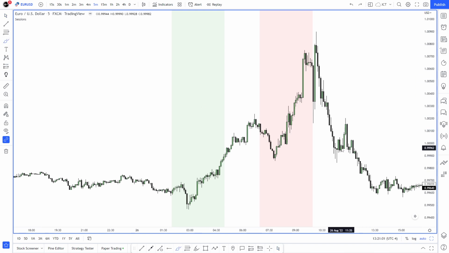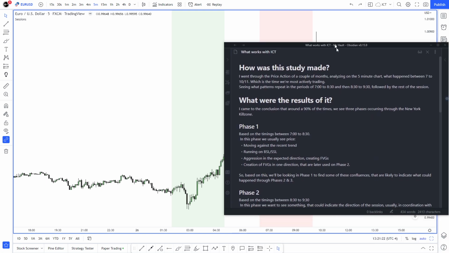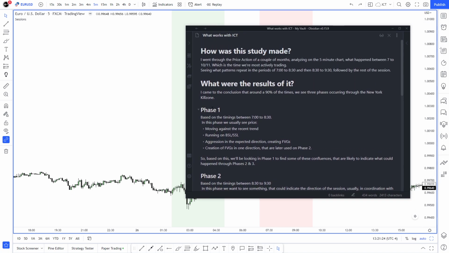And when I did my study on ICT, give me a second, I realized that there were things that repeated themselves through different times of the day, right? And what that led me to understand, as an example, and I've already shown this a couple of times, is that in phase 1, based on the timings from 7 to 8:30, we usually see price moving against the recent trend, running buy or sell side liquidity, with aggression in the expected direction that creates fair value gaps, and those fair value gaps are later used in phase 2.